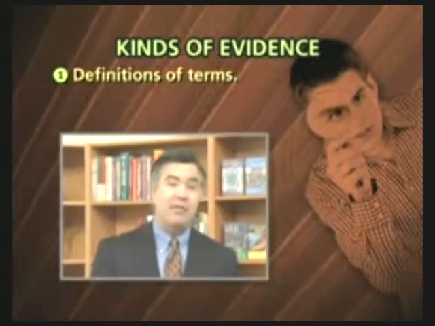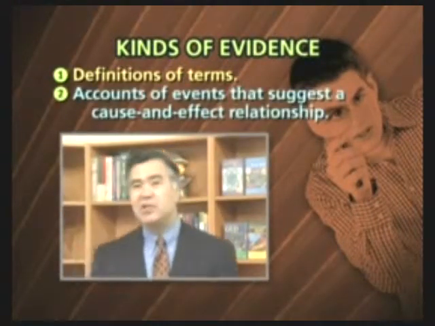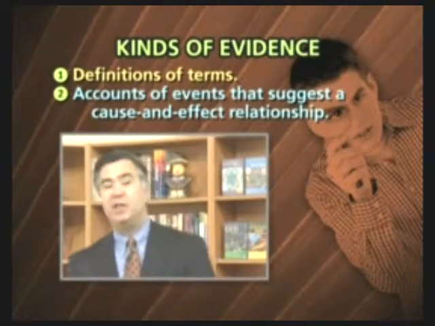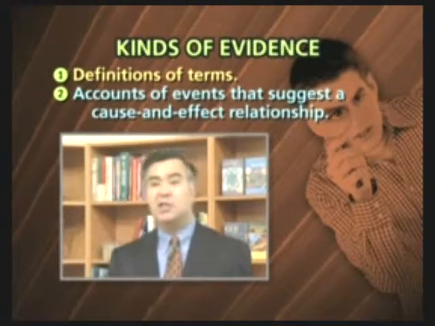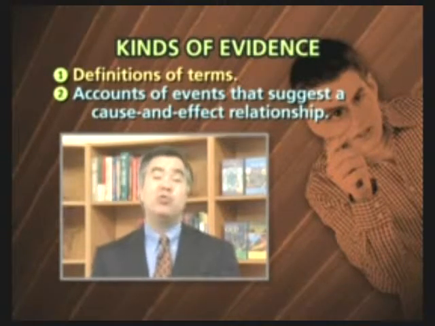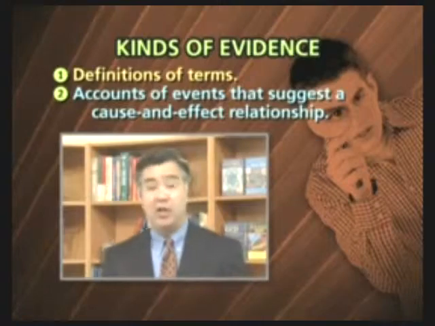A second type of evidence to be thinking about is accounts of events that suggest a cause and effect relationship. Most often, your thesis will be trying to explain how or why something happened. And this will be true no matter what subject area your paper is based in. Certainly, it's true of a history paper like this one, but it could also be true of a paper in the humanities, a paper about a work of literature or art. It could be true about a paper about science or one of the social sciences like psychology or economics.